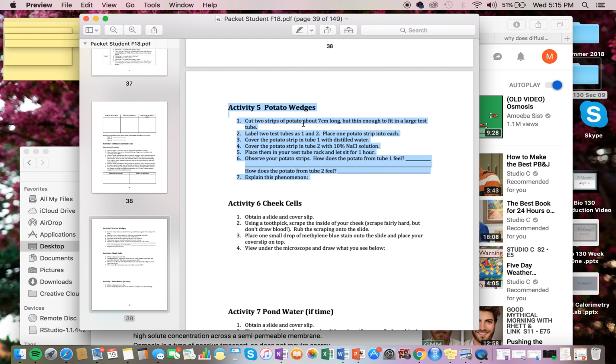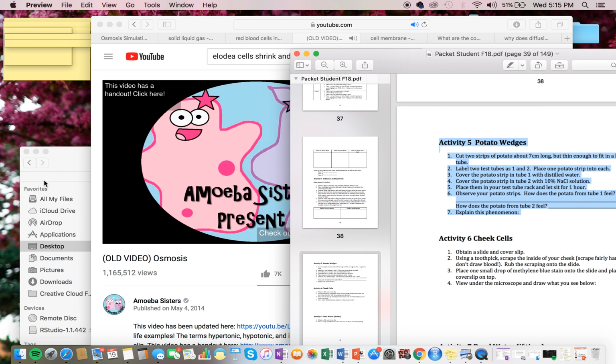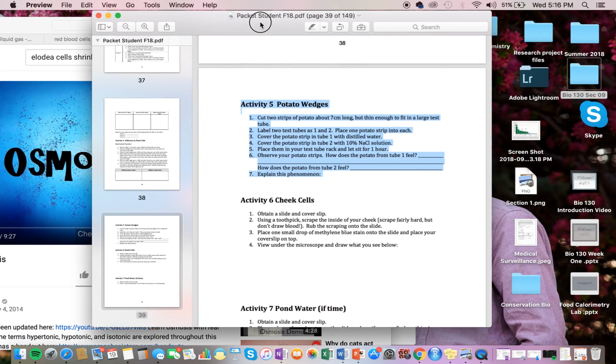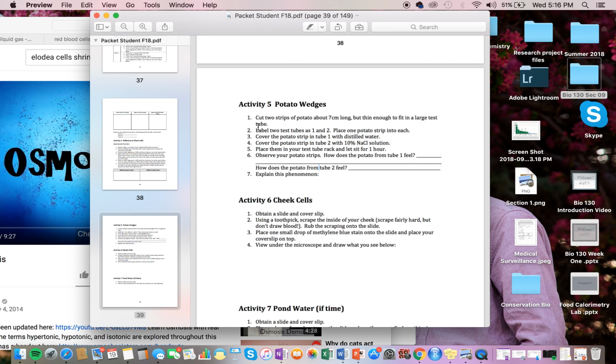Okay, so the potato wedges, you put it in the salt solution and it would have been really dried out, right? If you put it in the salt solution, the salt is a hypertonic solution, and so your water would have left the potato and went towards the salt in the salt water.